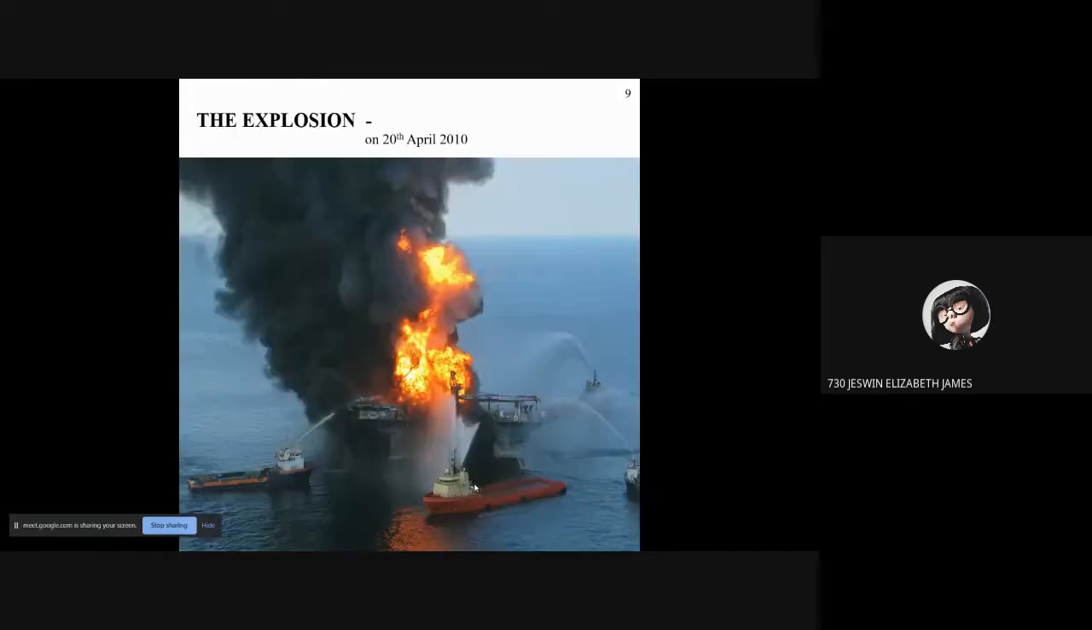However, on 20th April 2010, everything changed because a sudden explosion happened. A powerful explosion rocked the Deepwater Horizon drilling platform in the Gulf of Mexico, and it became one of the world's largest oil spills, where oil gushed at 130 liters per second, that is 400,000 liters per hour.